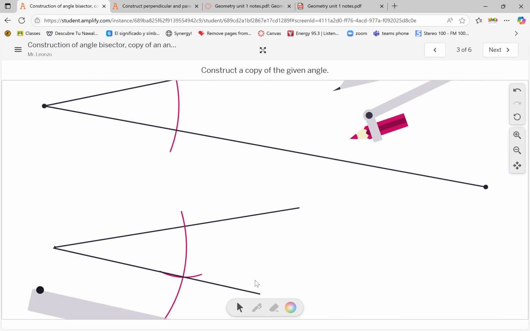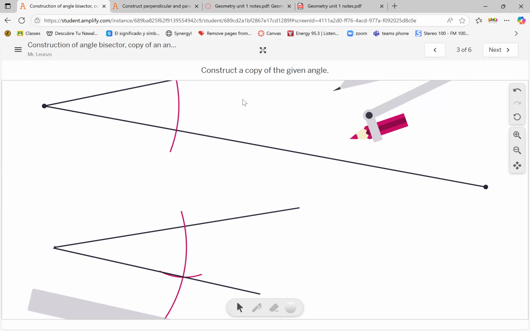Now, some of you might have seen this color thing. If you click on that, that's if you want to choose different colors. You want to draw with a different colored pen or ruler. Some people like things color coded, so it's up to you. But I'm just going over the constructions. This is how we copy an angle.